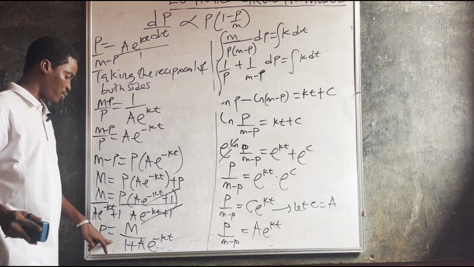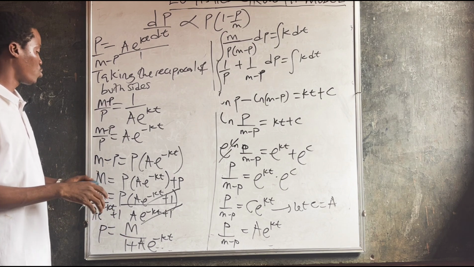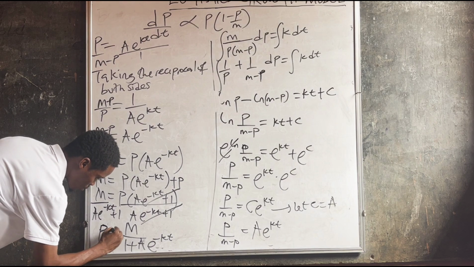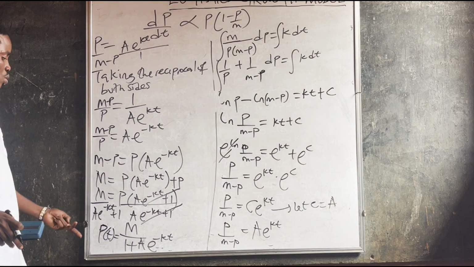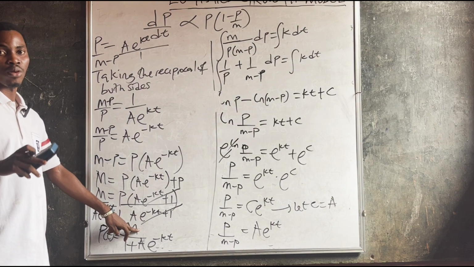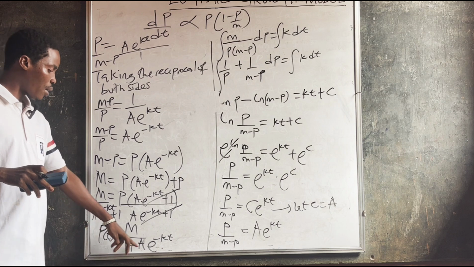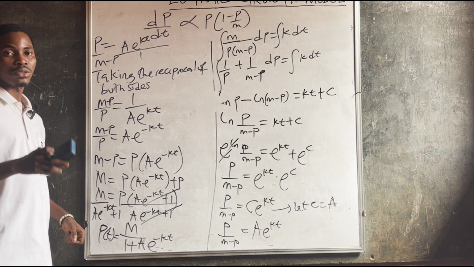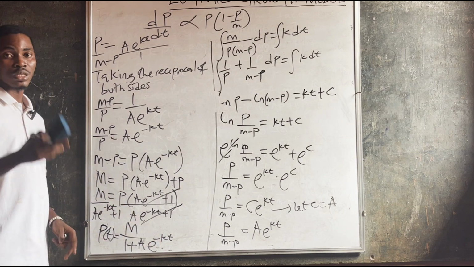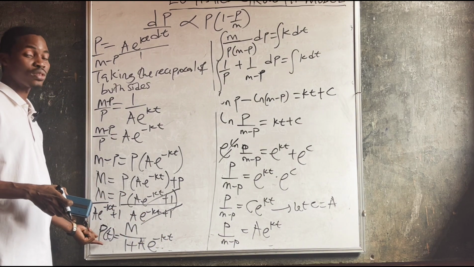So this is our P of t equals m over 1 plus a exponential minus kt. This is our general formula for the logistic growth model. Our m is our carrying capacity, the maximum capacity, while our k is our growth rate. Then our t is the time, and our P of t is the population.